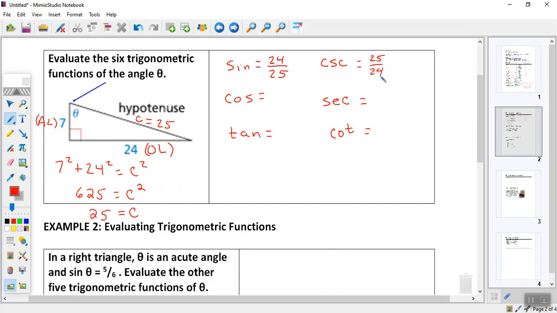Okay, help me with the next row. Cosine and secant. 7/25 and what else? 25/7. 25/7.